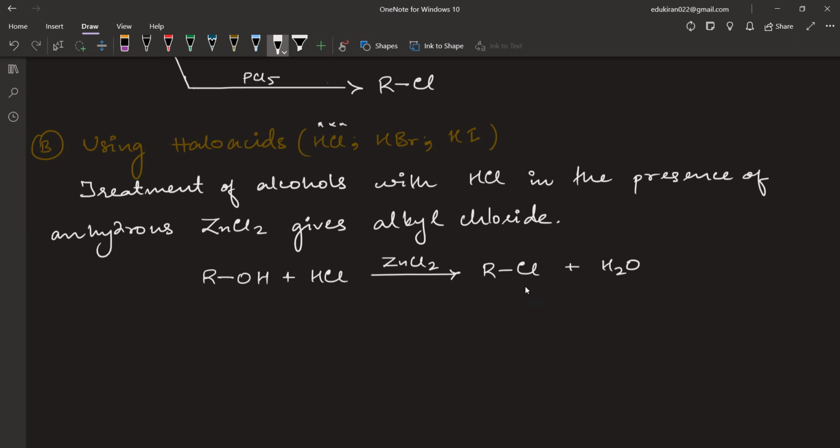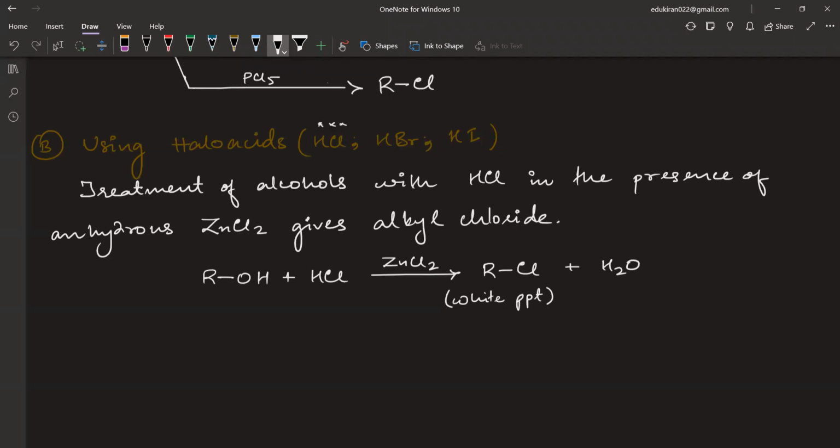You don't have to remember the byproduct. Whenever you have to remember the byproduct, I will let you know. I will write a note and then I will tell you that you have to remember. This RCl is a white PPT. Now, if the product is a white PPT, that means you can see a certain change. Alcohols are transparent. They don't have any color. They are colorless. And RCl is a white PPT.